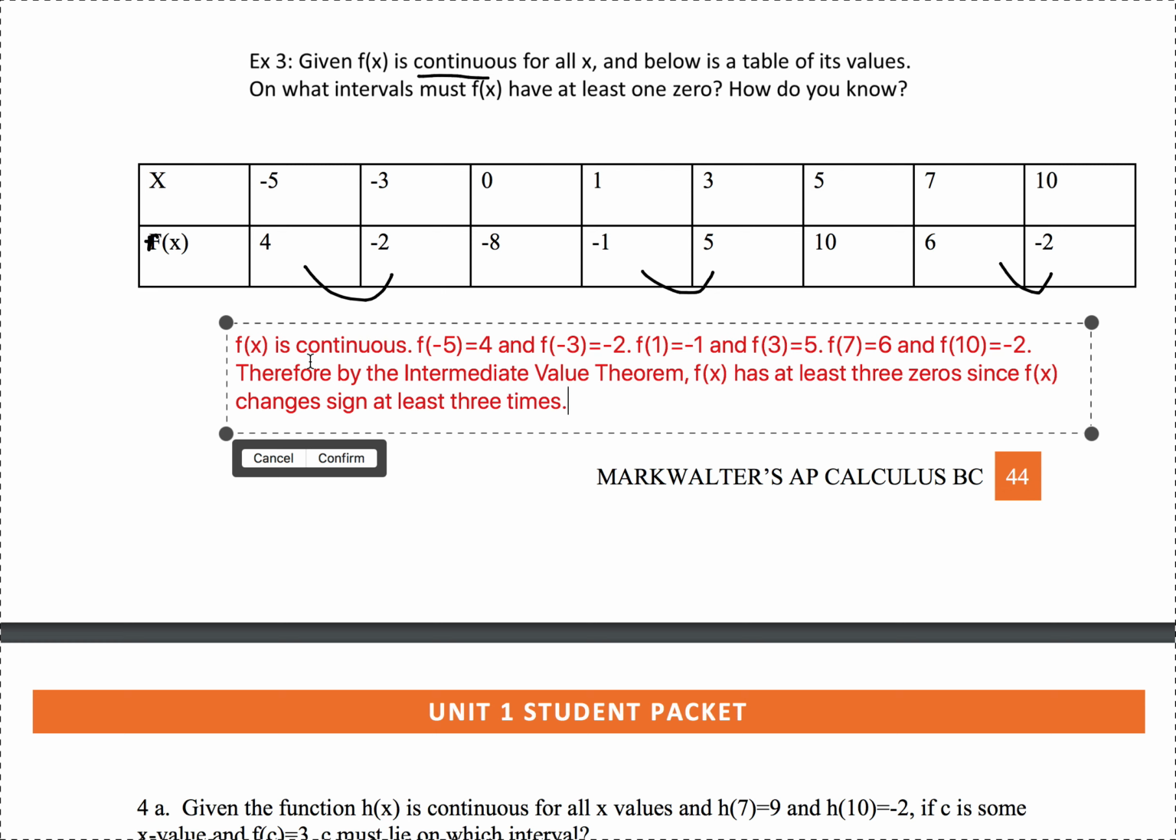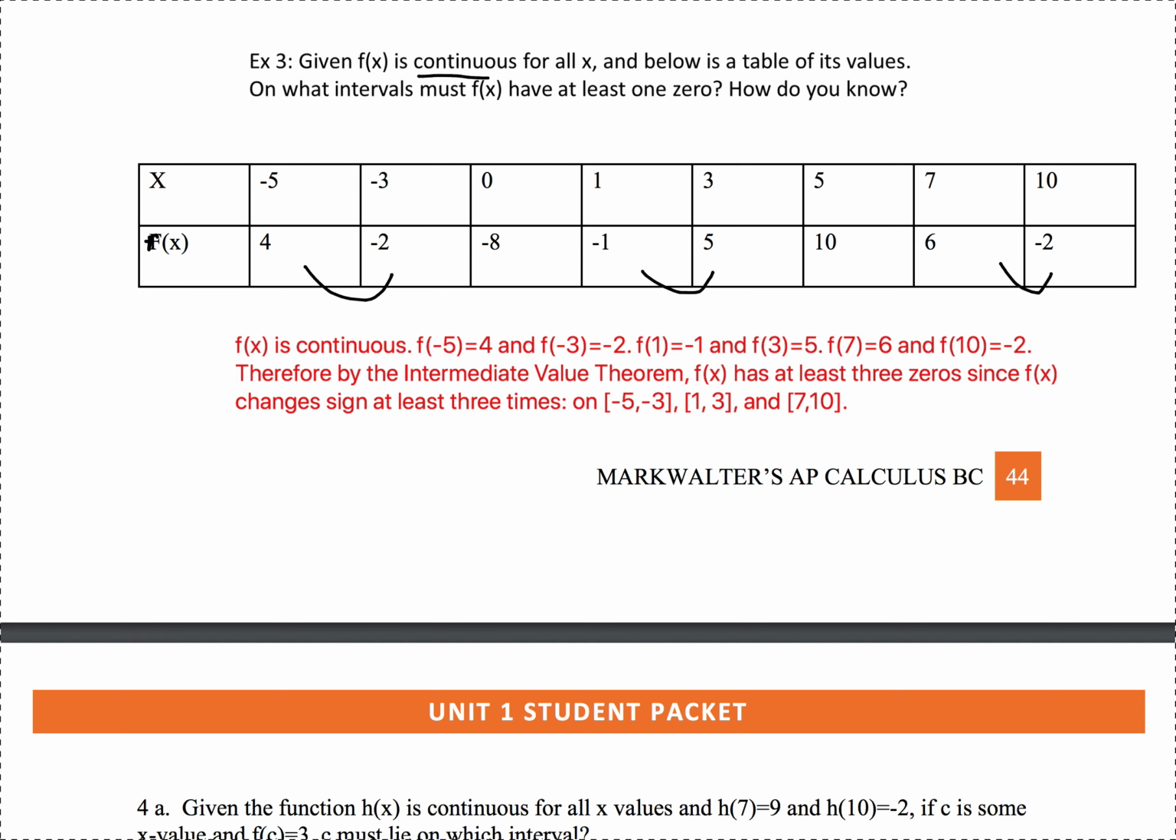So again, we state that the function is continuous. We state the facts that we know, so we know these intervals, or these points. Therefore, by the intermediate value theorem, f of x has at least 3 zeros since f of x changes sign at least 3 times. And if we really want to back this up, we can say on, and then we can state the actual intervals. -5 to -3. 1 to 3. And 7 to 10. There we go. All right.